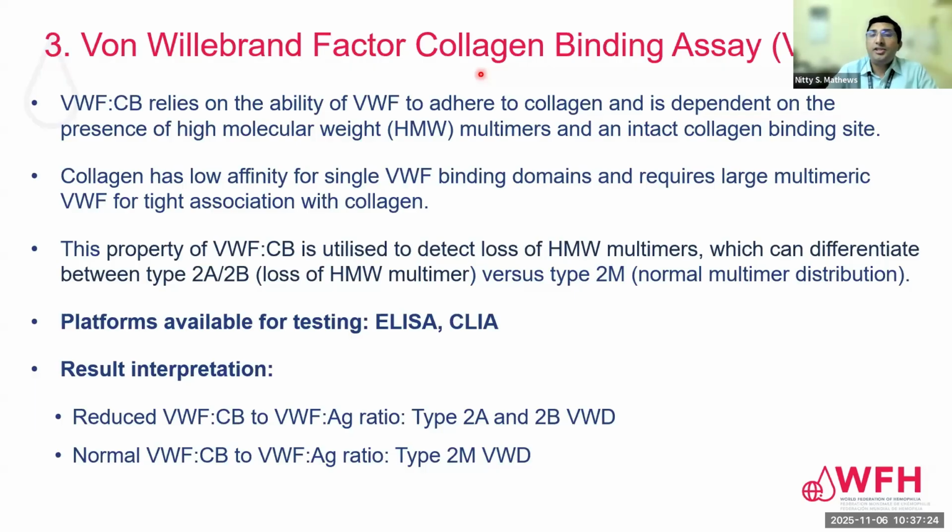So this property is utilized to detect the loss of high molecular weight multimers, which can differentiate between type 2A or type 2B, where there is a loss of these high molecular weight multimers, versus a type 2M, where there is a normal multimer distribution. The platforms available for collagen binding assay are the ELISA platform and the chemiluminescence immunoassay platform as well. So if you have a reduced collagen binding to antigen ratio, you think of a type 2A or in some cases of type 2B. And if you have a normal ratio between the two, it is a type 2M von Willebrand disease.